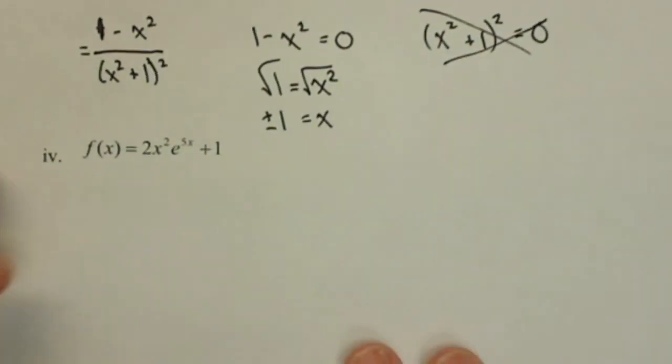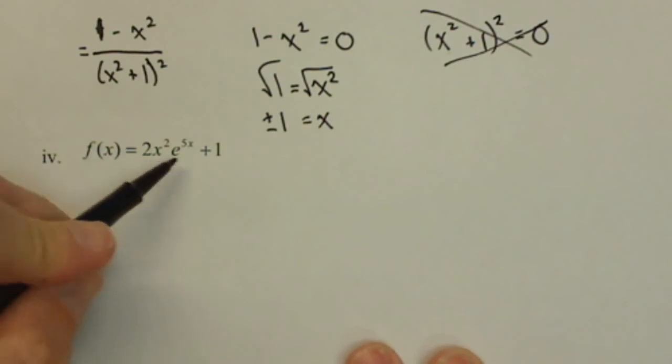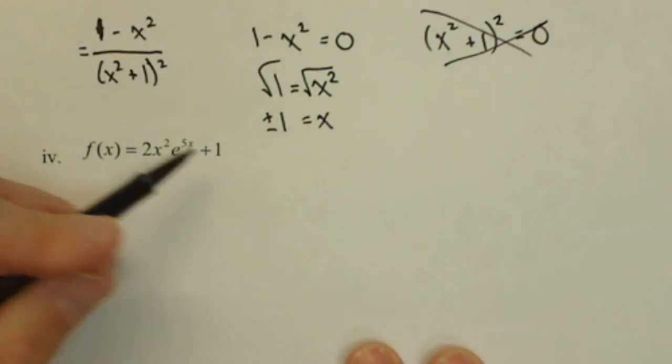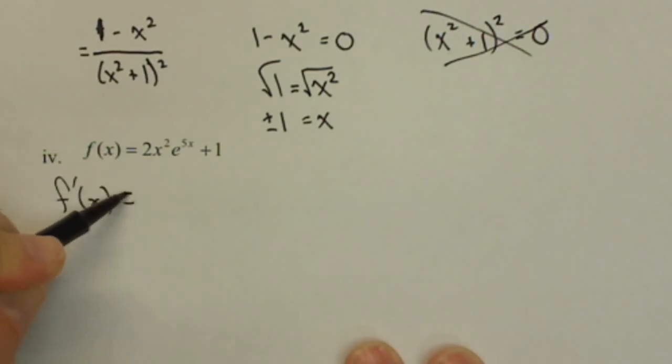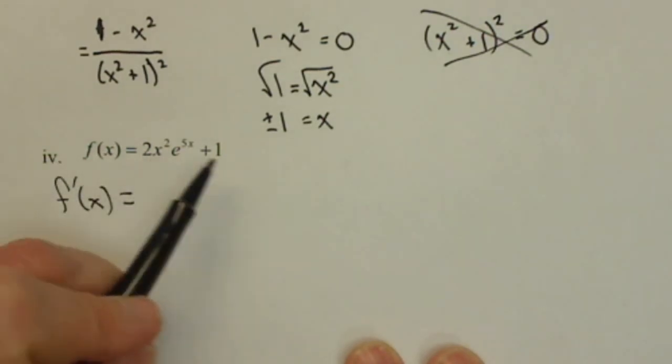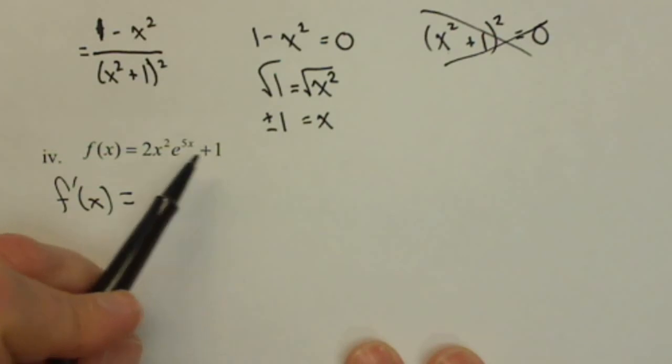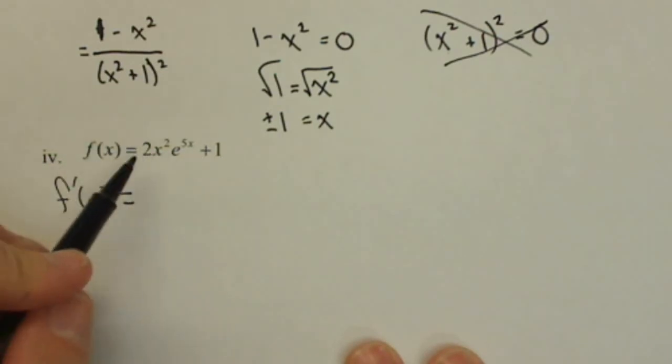One more example of finding critical points. So if f of x is 2x squared, e to the 5x plus 1. So f prime of x, well, this part's going to be a product rule. This part's easy. The derivative of 1 is 0. Here's where all our work's going to be.